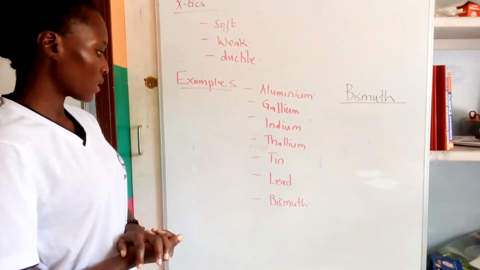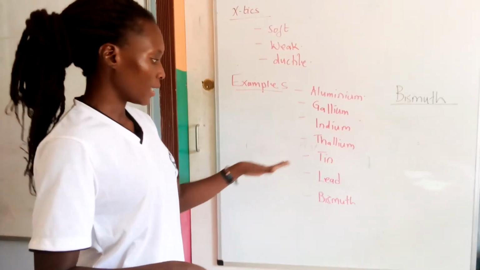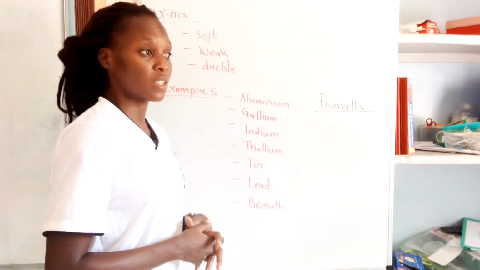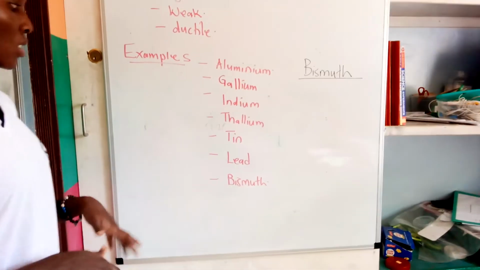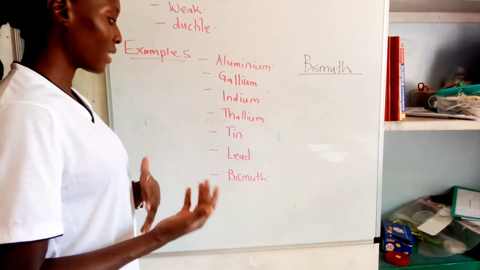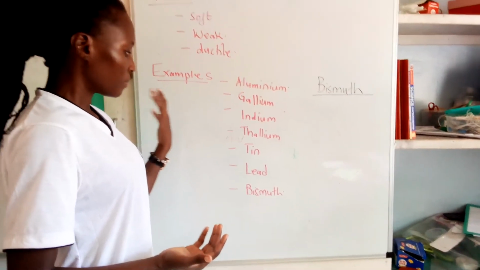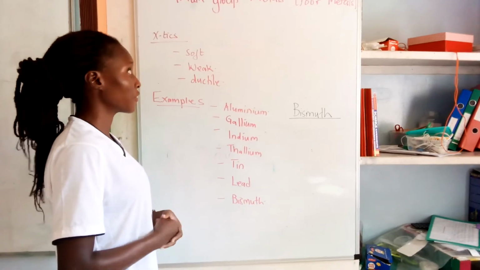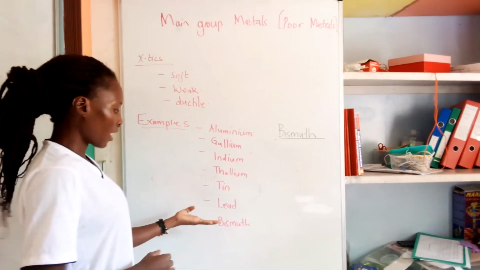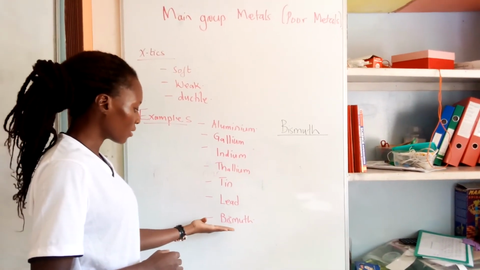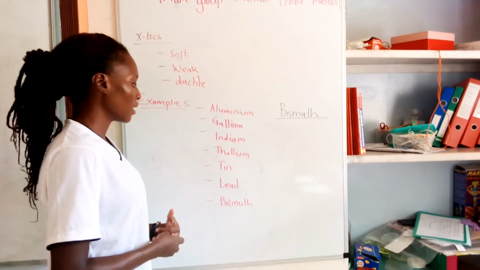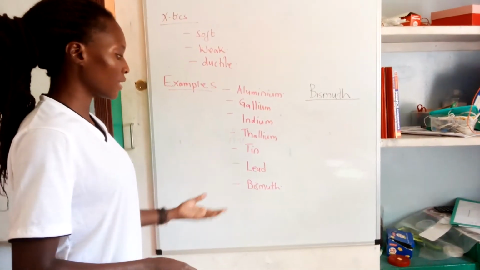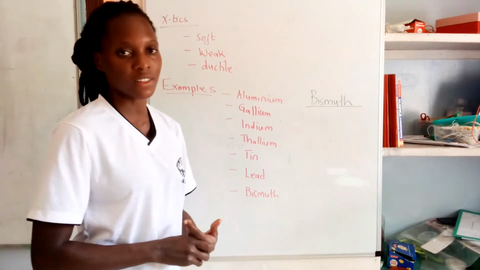Then we also looked at lead, and we said lead is commonly used in batteries. It is also gray in color, and it is ductile, just like the properties of the group. And then I gave you a research about bismuth. I told you to look at bismuth and tell us the characteristics and the uses.